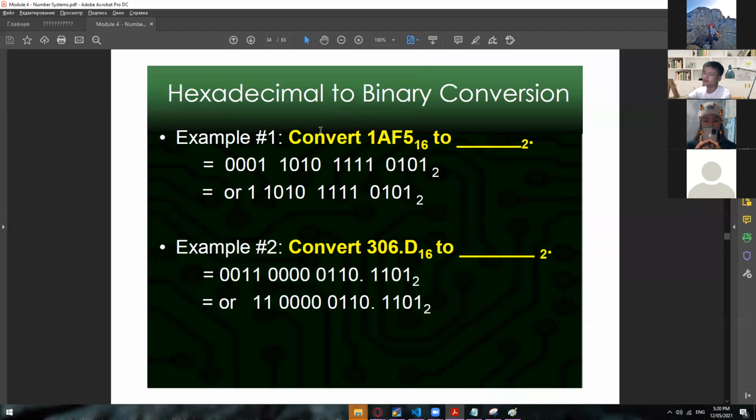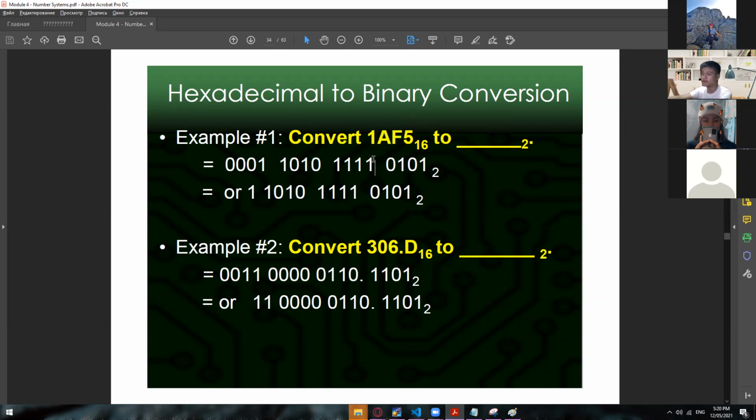Convert 1AF5 base 16 to binary. Okay, so it's actually super easy. You can just separate those as one character each, wherein each one is a combination of 4-bit binary. So 1 is equal to 0001. And then for the A, this one is 10 in decimal. So just form a 4-bit binary which is equal to 10. So in here, 8 plus 2 is equal to 10.